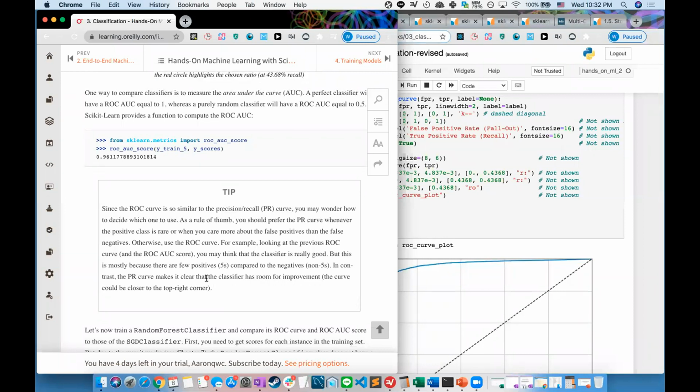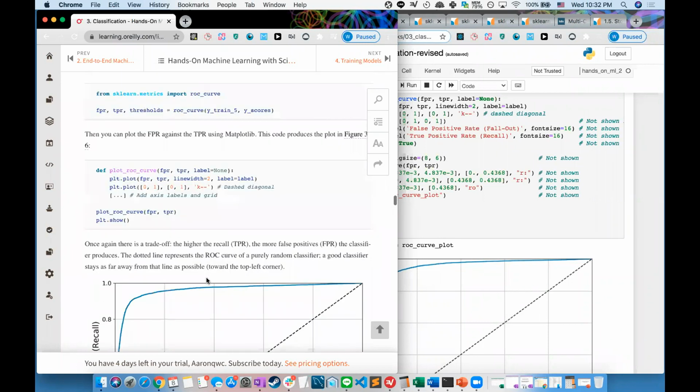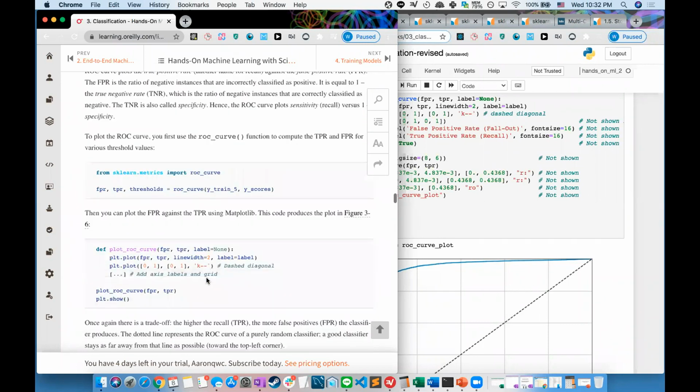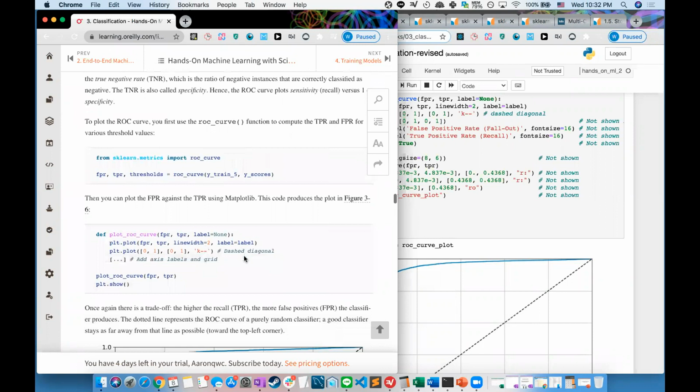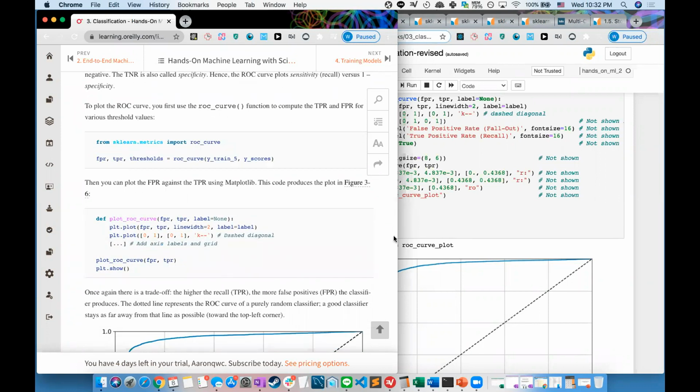Right. Yes. There's a tip. We'll get to that in a bit. Thank you. Anyone else on the ROC? No one is following the concept?